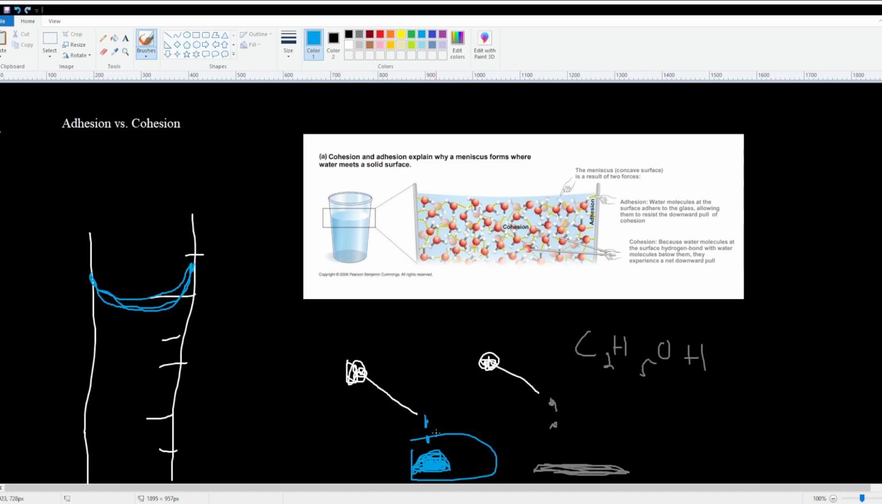So what causes this is adhesion. Adhesion is important for something like when you skip a rock across the surface of a lake, or a bug walking across water, or that sort of thing.